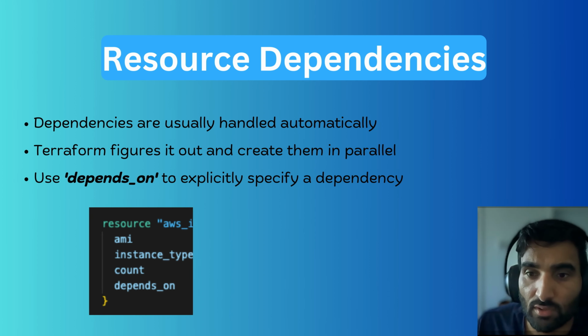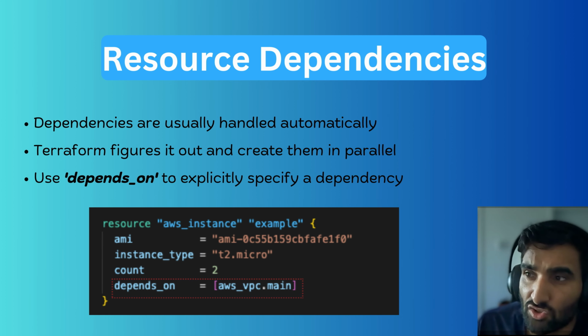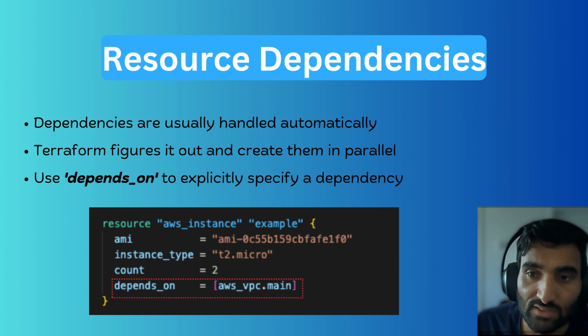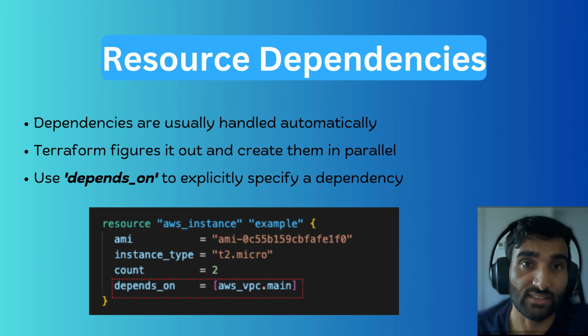Here's an example where we're defining the depends_on meta argument, which ensures that the VPC is created before we create the EC2 instance. With that, we covered all these concepts, and let's move on to our demo where we will see all these ideas in action.